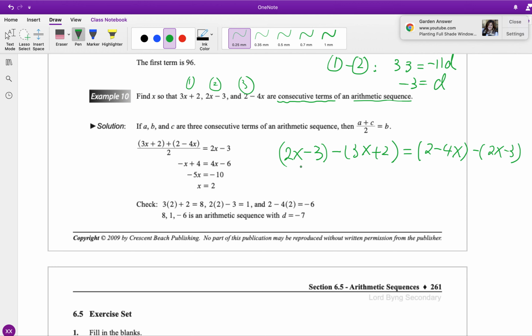Then open them up, clean them, organize them, and you will find that x equals 2. All right, so x equals 2, then plug x in here, and you get your sequence. The first is 8, the second is 1, and the third is negative 6.